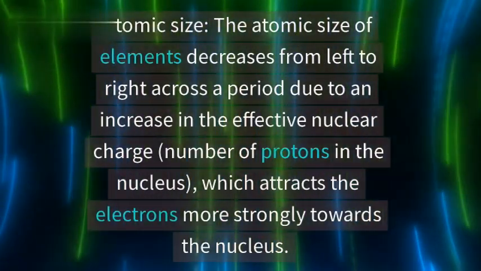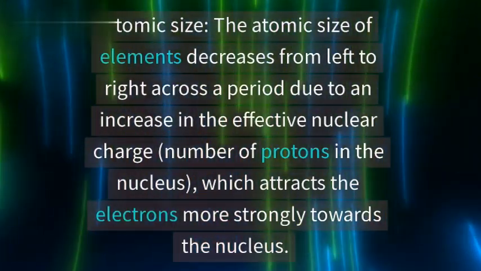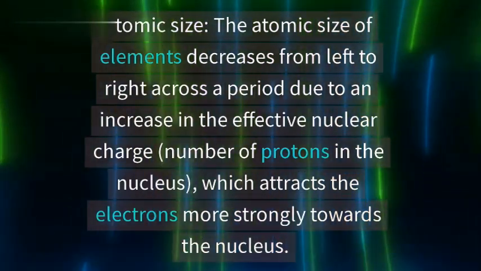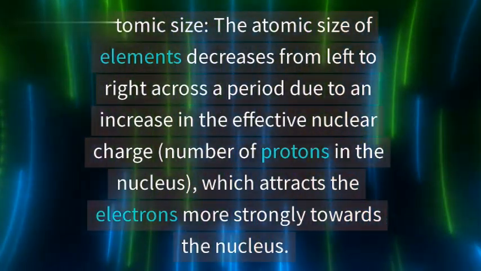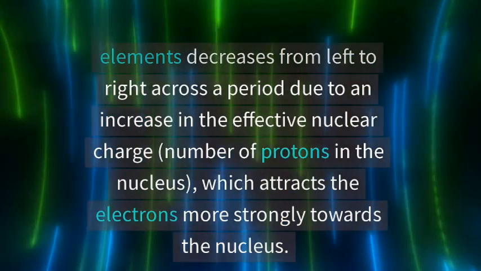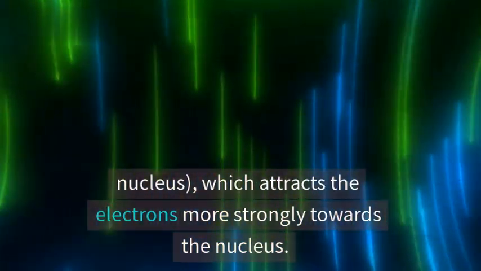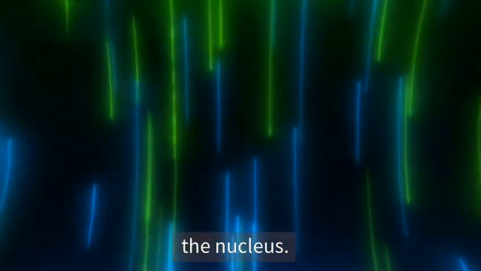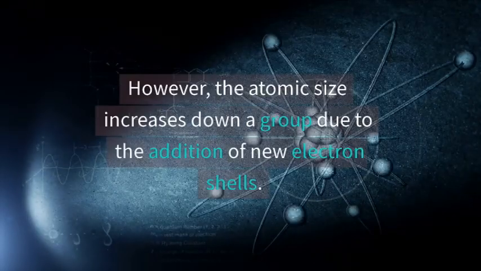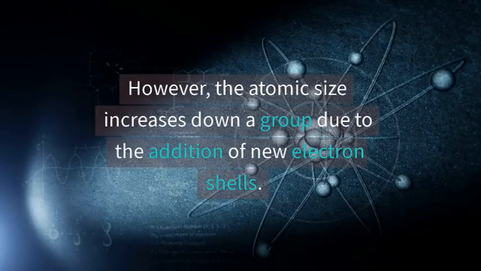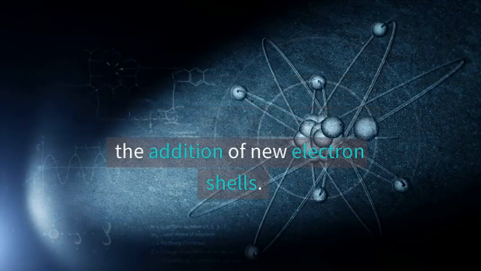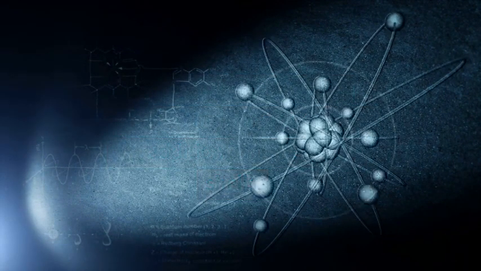Atomic size. The atomic size of elements decreases from left to right across a period due to an increase in the effective nuclear charge, the number of protons in the nucleus, which attracts the electrons more strongly towards the nucleus. However, the atomic size increases down a group due to the addition of new electron shells.